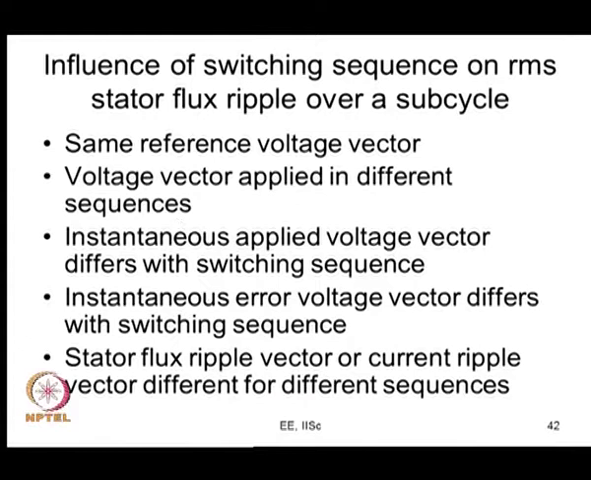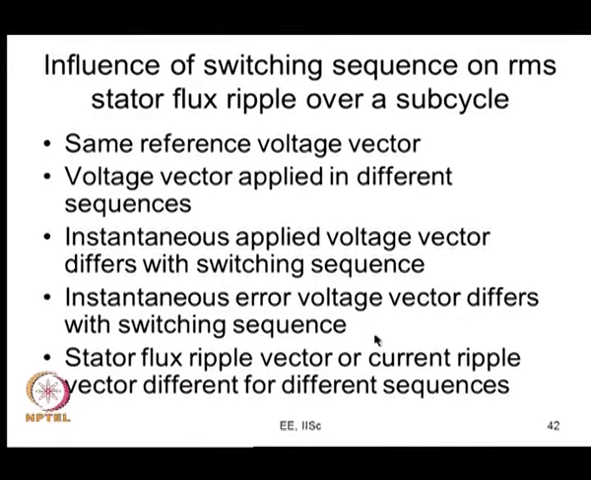Therefore, the error, that is the applied vector minus the reference vector, is different. So, the instantaneous applied voltage vector differs with switching sequence. Therefore, the instantaneous error voltage vector differs with switching sequence, and therefore, the stator flux ripple vector or current ripple vector differs now. So, what is that error voltage vector?